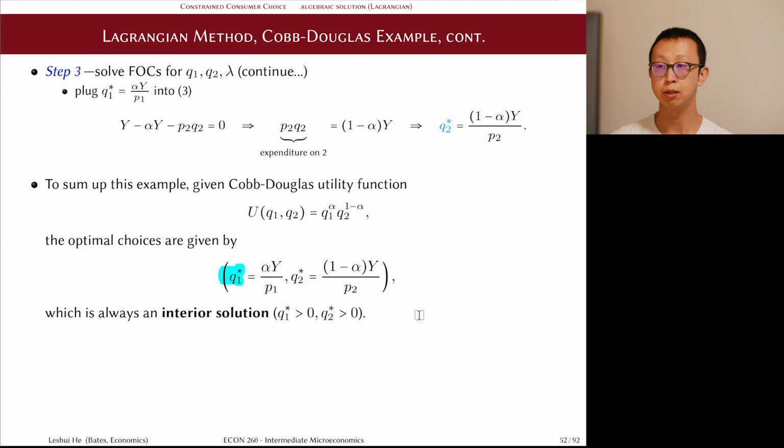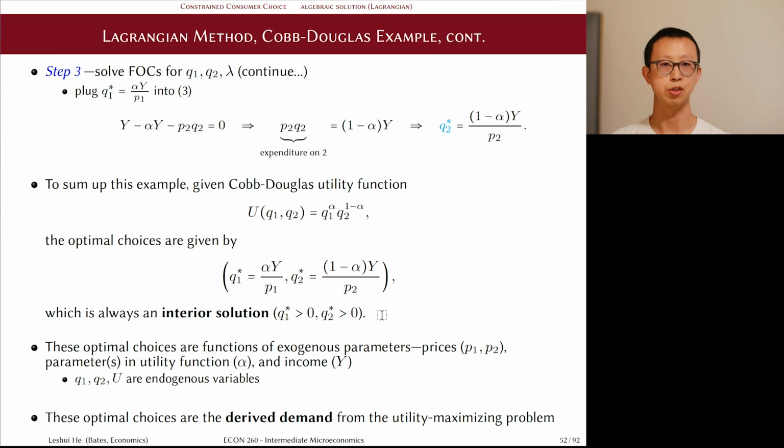And this is always an interior solution, meaning that the consumption on both good 1 and good 2 would be strictly positive because alpha times y is always strictly positive, and likewise for 1 minus alpha times y. Moreover, P1 and P2 are also strictly positive, so their ratios must be strictly positive. So in other words, if a consumer's preference relationships can be represented by a Cobb-Douglas utility function, then the optimal choice for the consumer will always be an interior solution. The consumer will never only consume one good without the other.